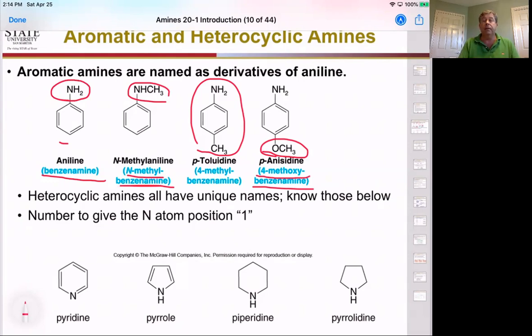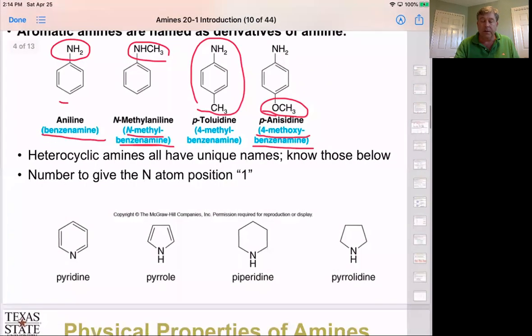Most of the heterocycles that contain nitrogens have their own unique names. And so we're not going to go into that in great detail, but I'm going to show you a few of those and how they're named. Okay, so the ones here at the bottom, we've introduced pyridine in the aromatic chapter, as well as pyrrole. Both of these are aromatic heterocycles containing nitrogen.